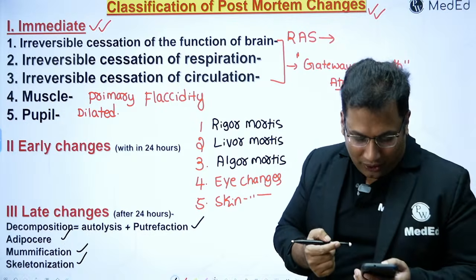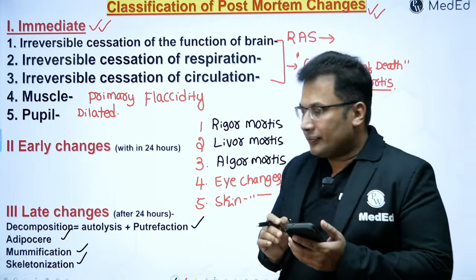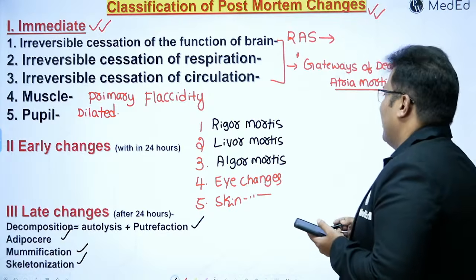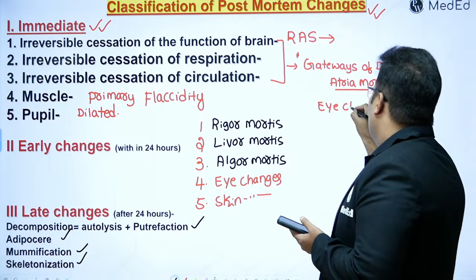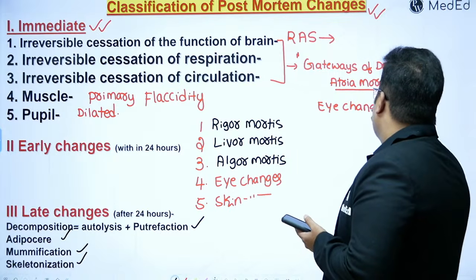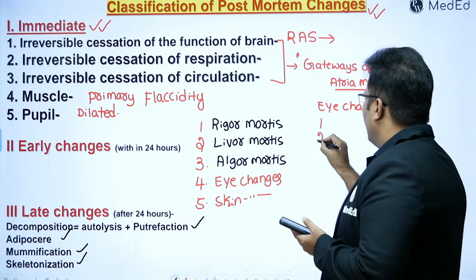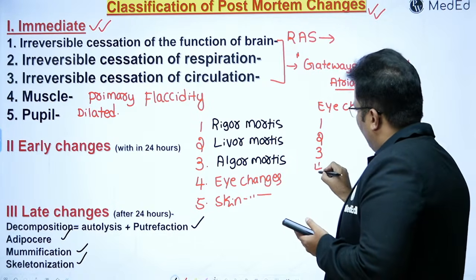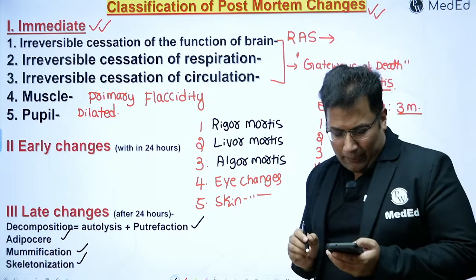Okay, good, that's great, all answering, all are interacting, that's great. What are eye changes? Can anyone answer? Eye changes can be a 3 marks question. What are eye changes after death? At least 4 you need to write in the exam. Come on, one by one.